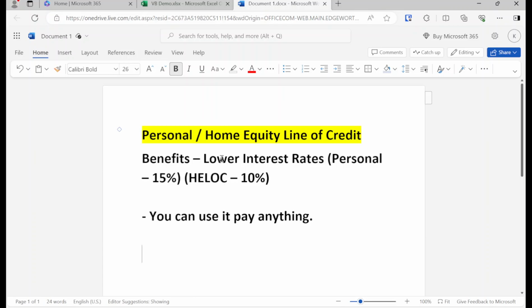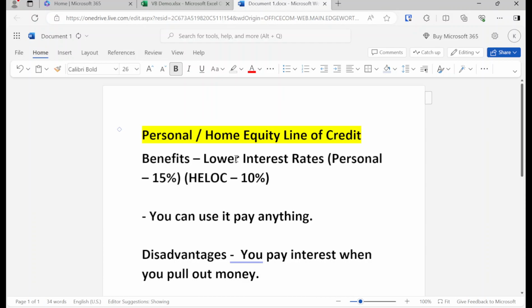Now, what are the disadvantages, right? So disadvantages of using a personal home equity line of credit. You pay interest when you pull out money, right? I've never seen a personal home equity line of credit that gave you rewards for using it. And I think because there are trade-offs with everything, because you can use it to pay off anything, they never have rewards points or systems with personal home equity lines of credit.